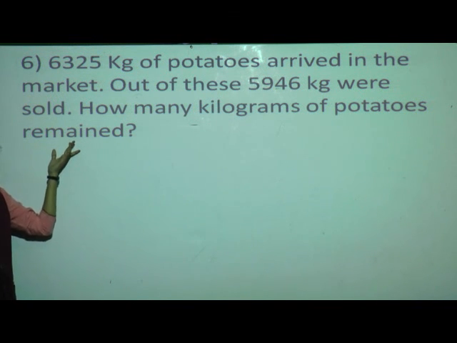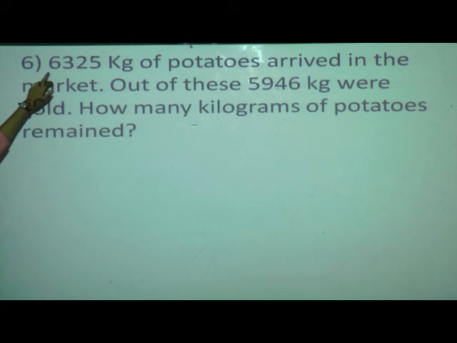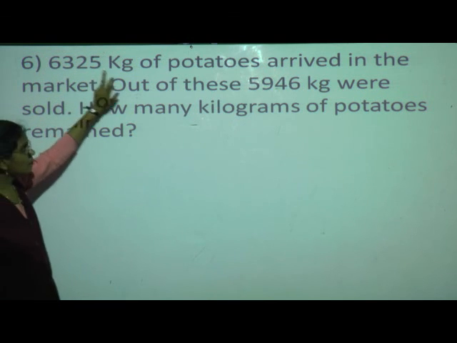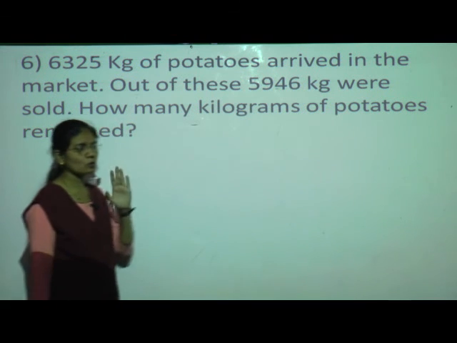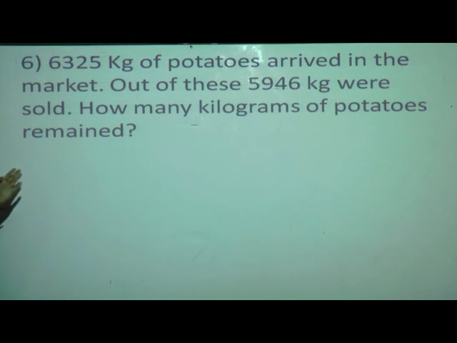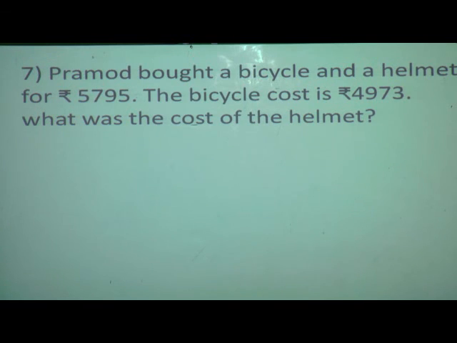If we will subtract this number from this greater number, then we will get how many kilograms of potatoes remain. Okay. So what you have to do? Just 6,325 minus 5,946. If you will do, then you will get the answer. What is the answer? Do the subtraction and find out the answer and write in your notebook. Okay. Then see the next one, seventh.